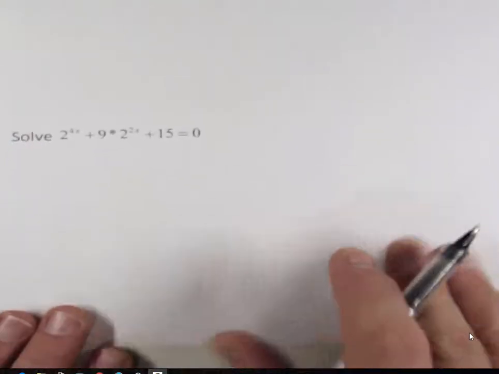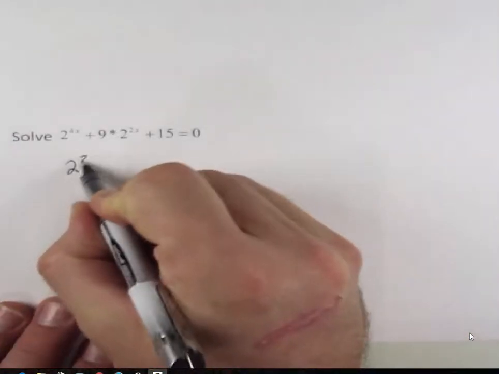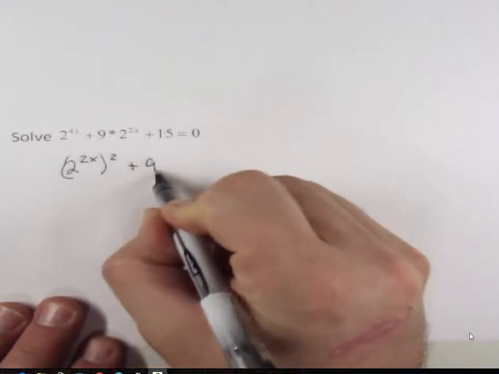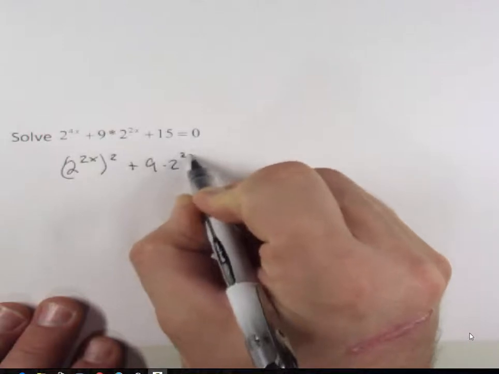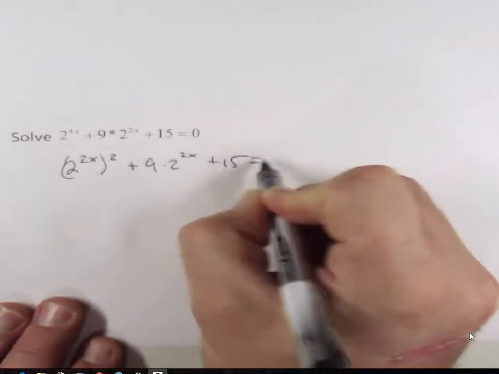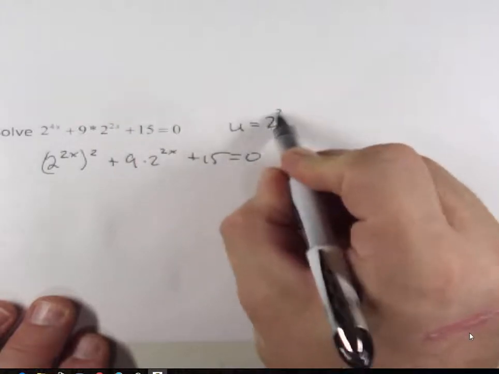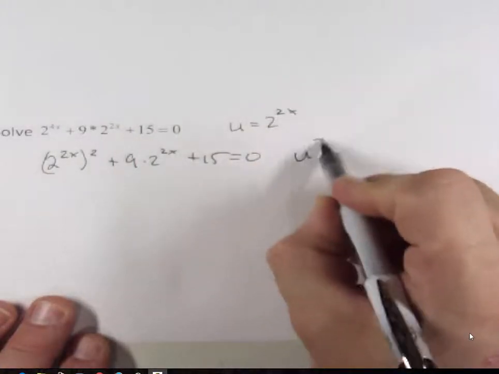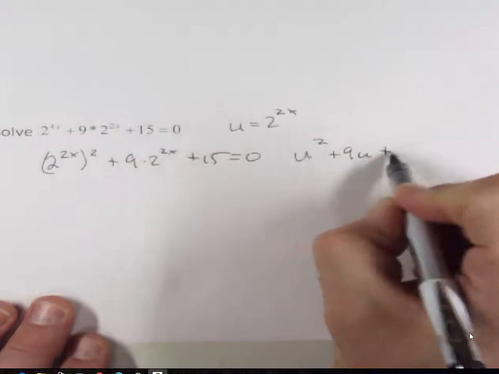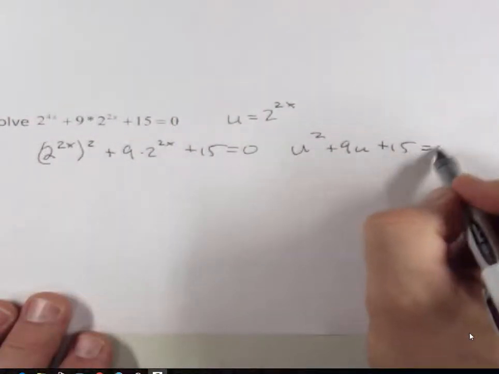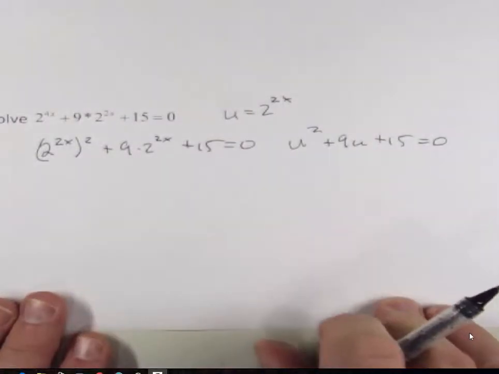Let's take a look at this second example. Same idea. I rewrite this as 2^(2x) and I square it. Looks like it's the same thing. My identification: if u is 2 to the 2x, I can see this as u squared plus 9u plus 15. Are there factors of 15 whose sum is 9? I don't think so. I mean, 3 times 5 is 15 and the sum is 8.